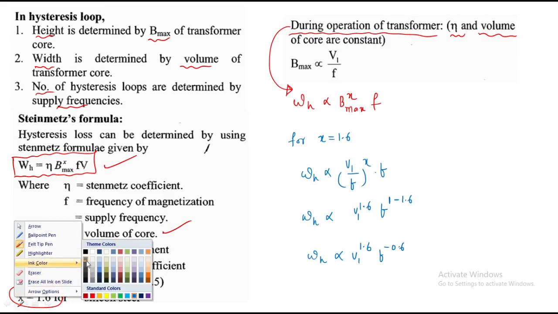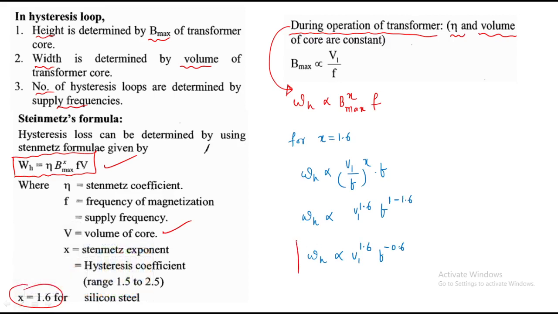So this is the empirical formula to calculate the hysteresis loss for different values of voltages and different values of frequency. By changing different values of voltage and frequency, what are the observations? We are going to discuss that in the next session. But here the hysteresis loss is directly proportional to V1 power 1.6 and F power minus 0.6 for silicon steel.